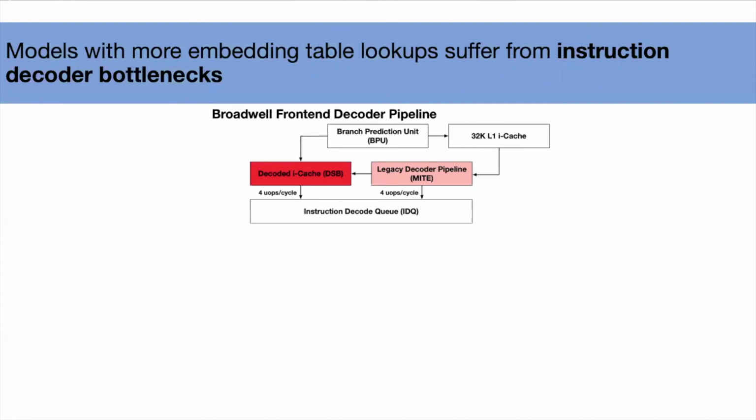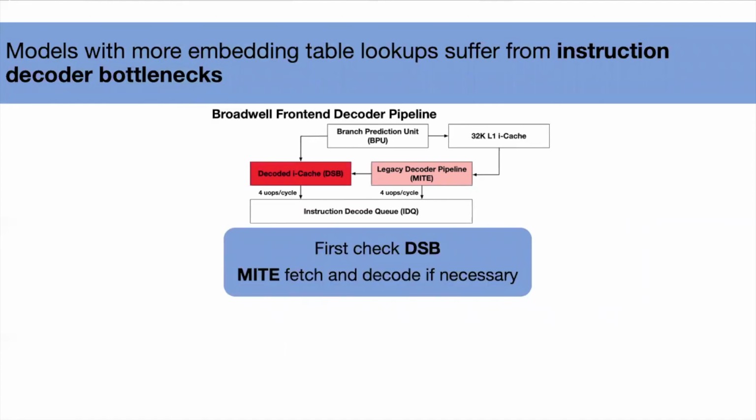Third, I want to talk about models that rely on embedding lookups. Recall that for front-end decoder pipelines, the two main decoder microarchitecture components are the DSB, the decoded iCache, and the legacy decoder pipeline, the MITE. Functionality-wise, the DSB acts as a cache for MITE. We first search through the DSB to see if the instruction is cached there. If it isn't, then we have to fetch and decode the instruction in MITE and put the results inside the DSB.